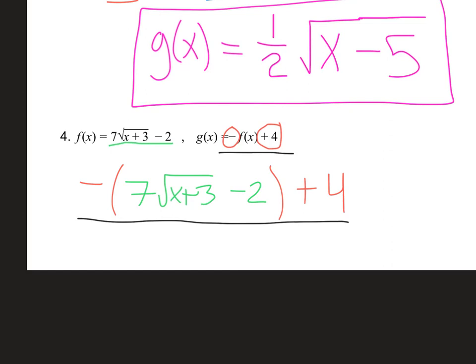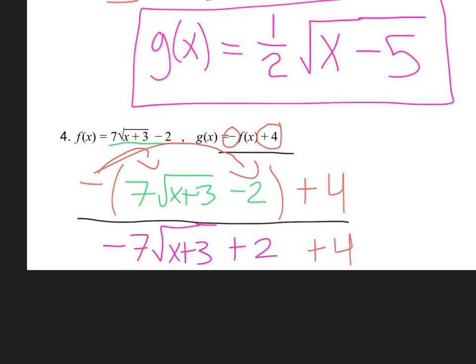Now it just becomes distribution and combining like terms. This is something that we can all do, right? So I'm going to distribute this negative. I should write that in red. Distribute this negative here to there and there. So I'm going to get a negative 7 square root of x plus 3. And then I'm going to get a positive 2 because I'm just changing the signs of those. And then I still have that positive 4 afterwards. So I can combine these like terms here, these two, and that just ends up being plus 6.